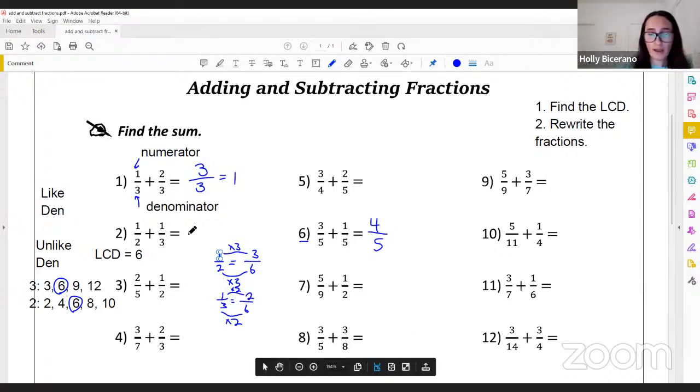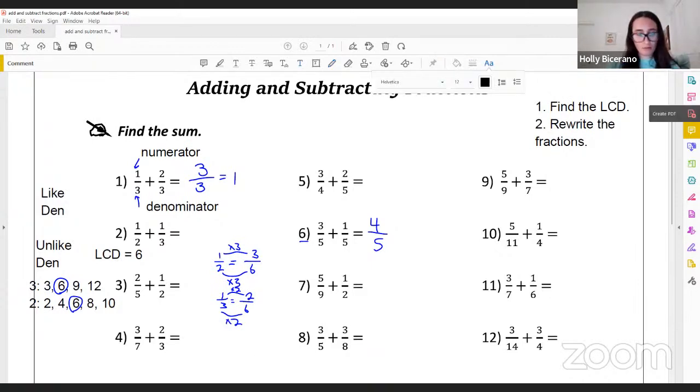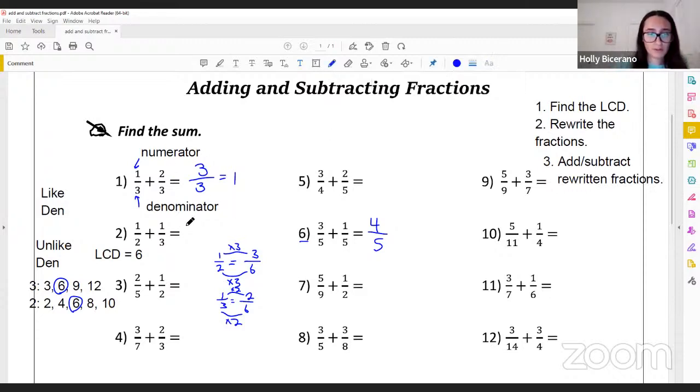So then we add the rewritten fractions. Let me write that there. Or in the case of subtraction, you subtract the rewritten fractions. So it's add or subtract the rewritten fractions. So we have 3 over 6 plus 2 over 6. That's equivalent to the 1/2 plus 1/3 we had as the original problem.